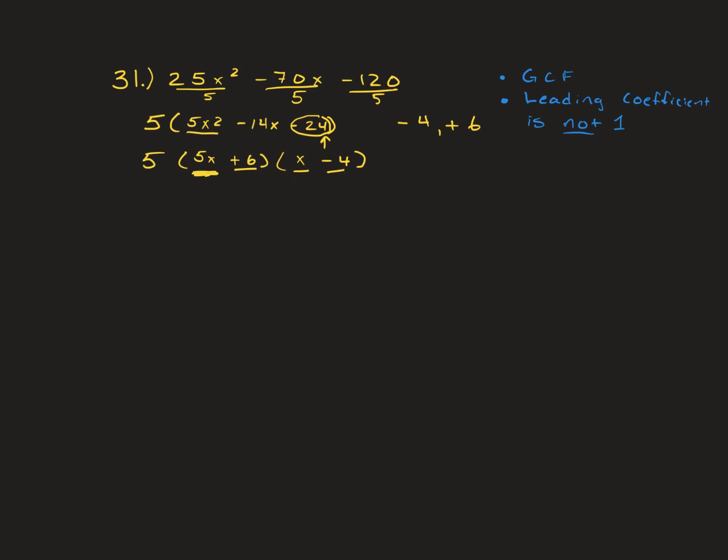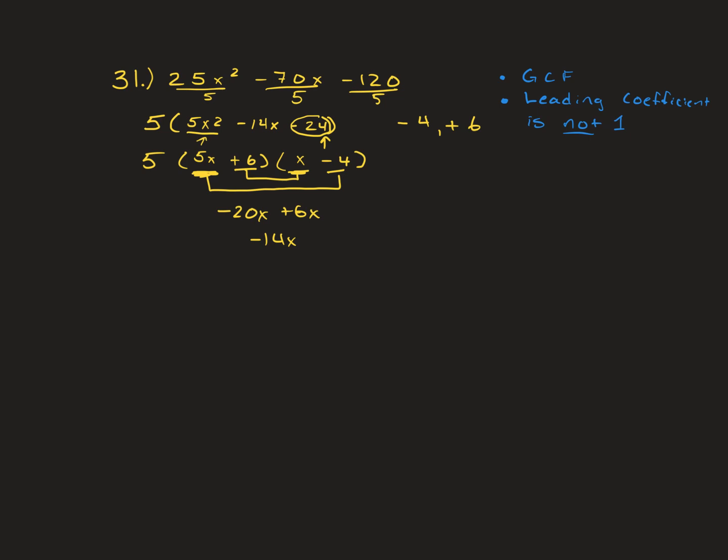And the 5x and the x are going to multiply to make the 5x squared. But what I don't know is, will this make negative 14x? And that's what I'm going to check with the outer and inner. So I'm checking that now. 5x times negative 4 is negative 20x. And 6 and x is a positive 6x. Together they become negative 14x, which is what I'm looking for. So that will give me the correct answer.